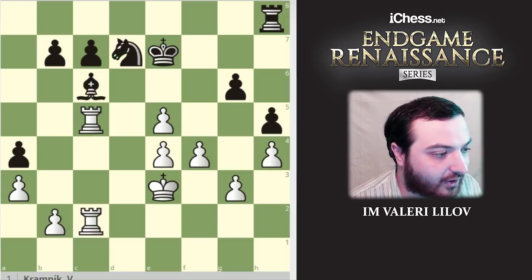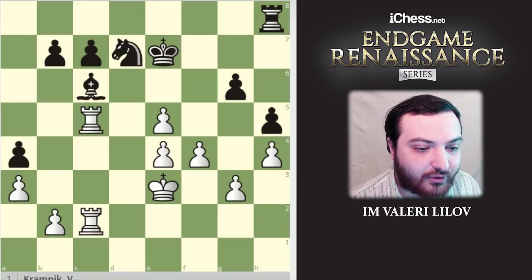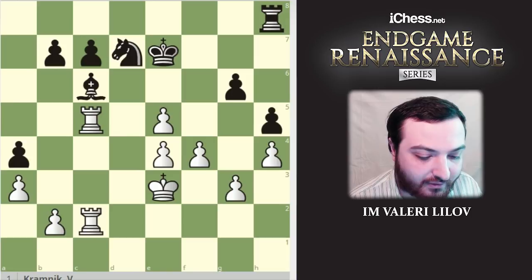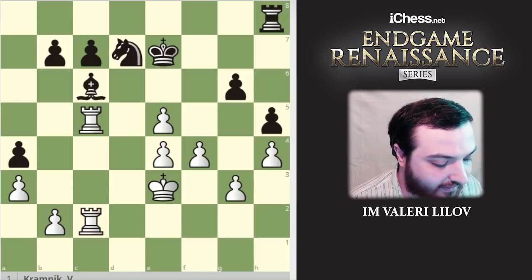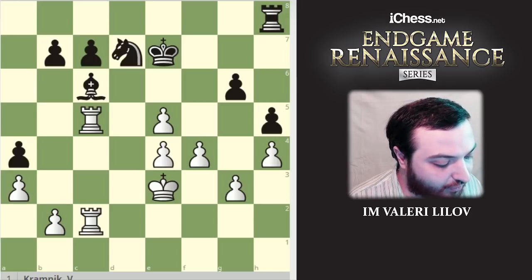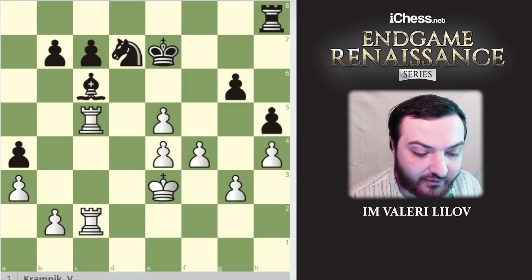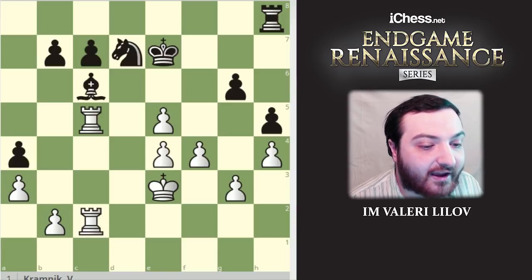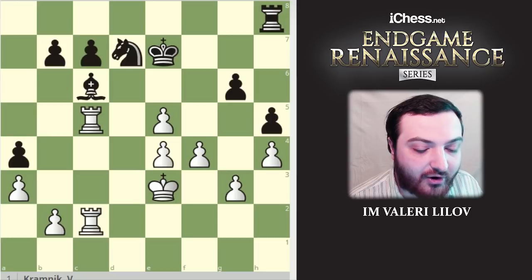So, what to do now? What's the right way to go? Very interesting in this type of position. So, what should white do now? The key, first and foremost, is to think, what are the right candidates?